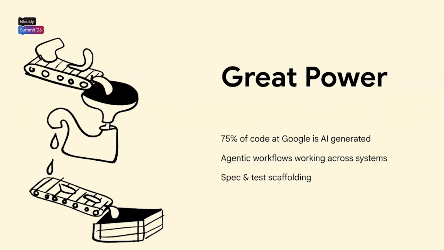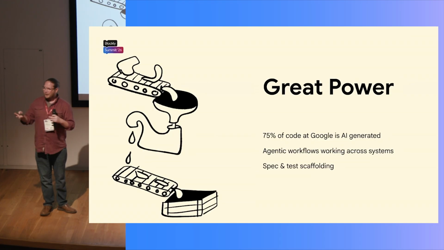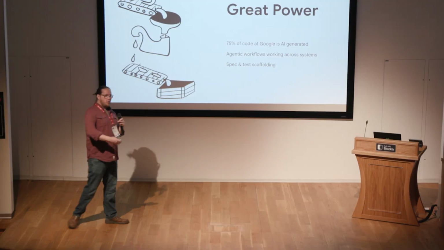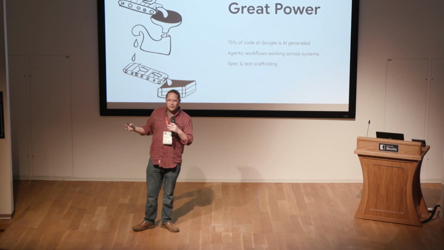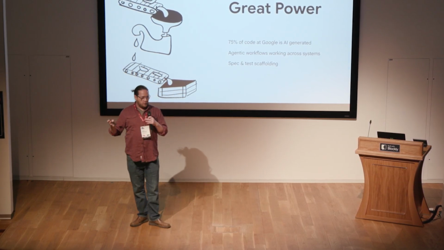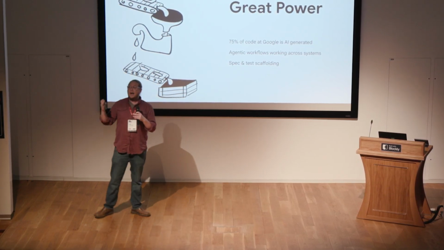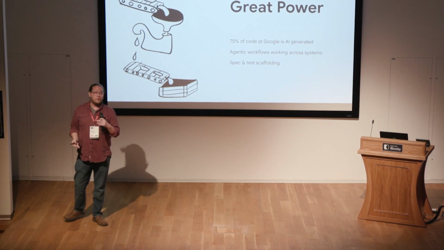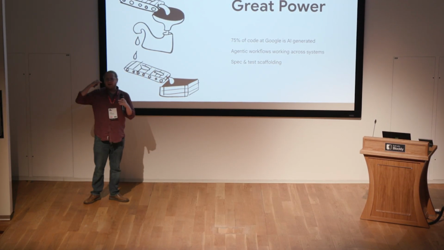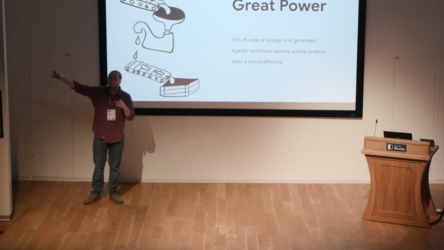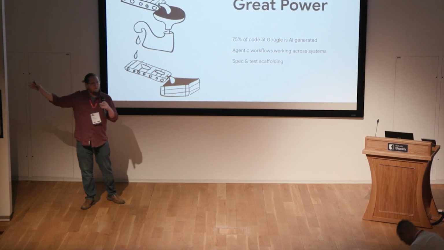There's a lot of really powerful stuff that we're seeing. At Google, we are saying that 75% of code is AI generated. Now, what does that mean? There's a lot of nuance there. Is that just robots spitting out code into the world? No, obviously not. That is under the orchestration of software engineers who know what they're doing. But that's a lot of throughput. That's a lot of code that's being generated. We're seeing agentic workflows that work across a lot of different systems.